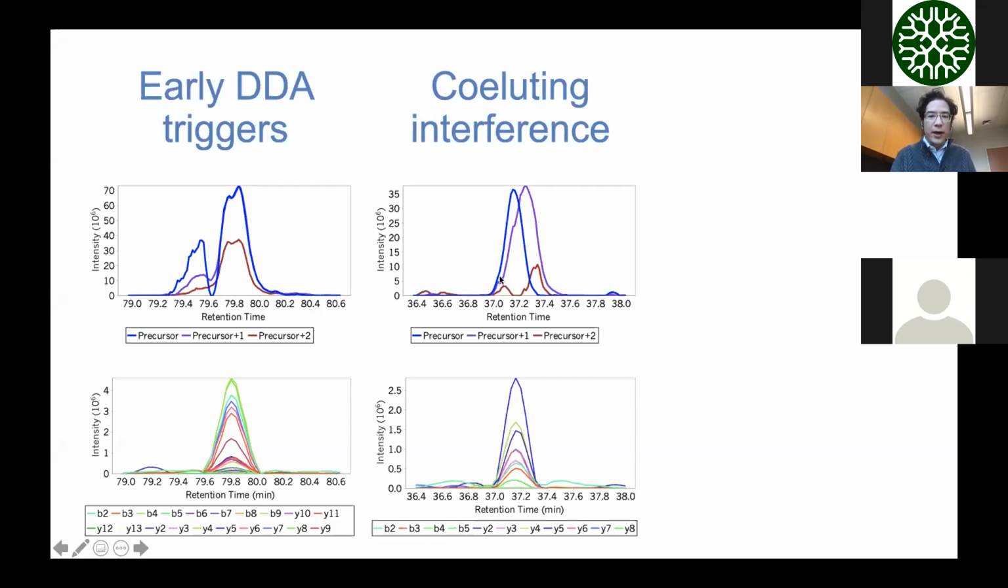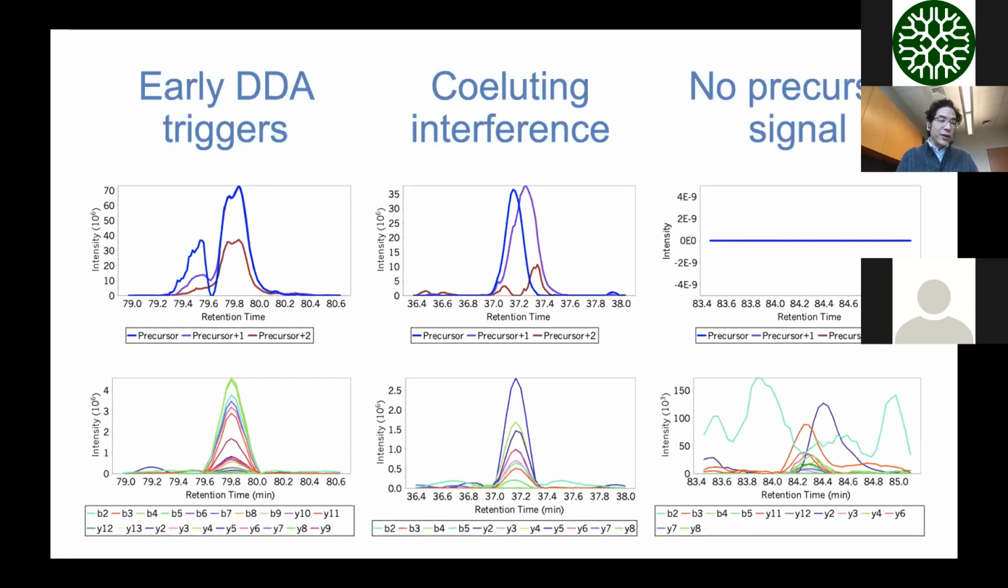So here, the monoisotopic peak, that's that blue peak in the middle, follows a pretty normal distribution with the rest of the peptide, but the purple peak, which is the +1 isotope, and the red peak, which is the +2 isotope, are shifted over. And so that indicates that there is another peptide that exists at the same time and space, but again, a different precursor mass.